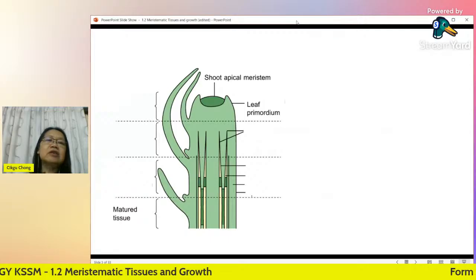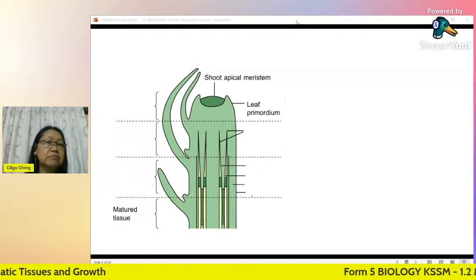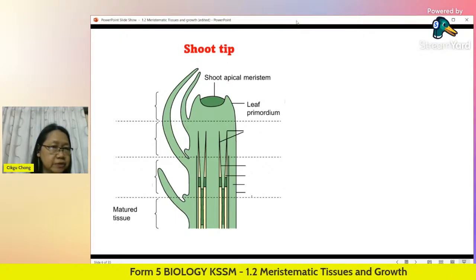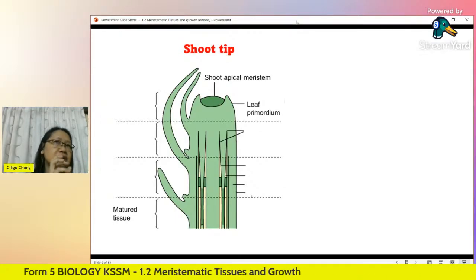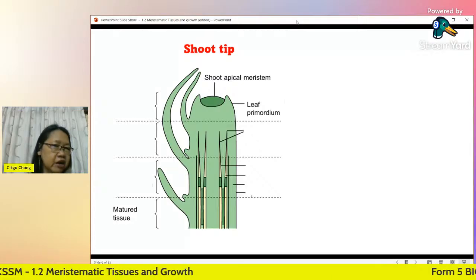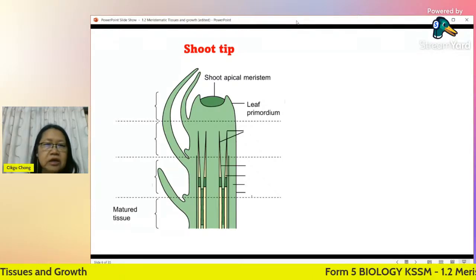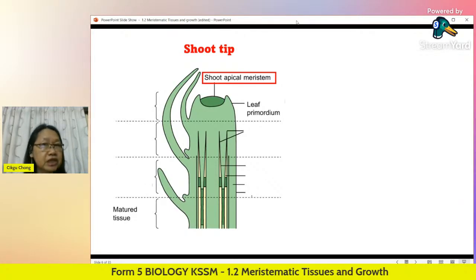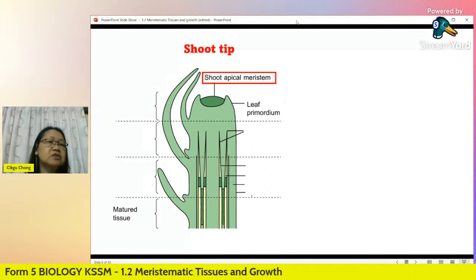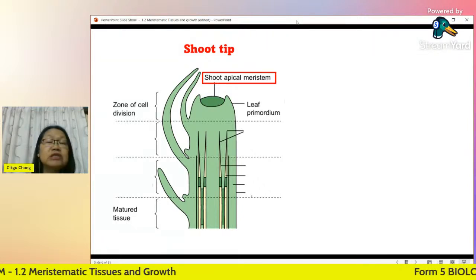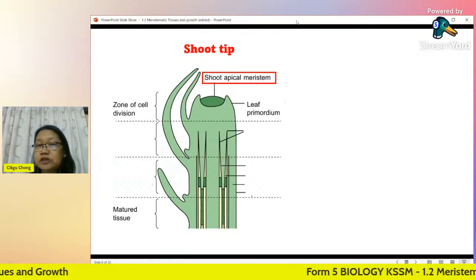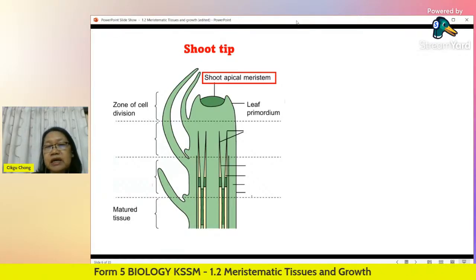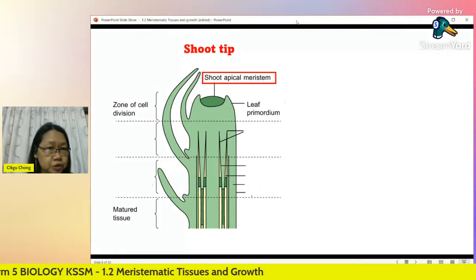Okay, next. Now, here we come to an important part about the meristematic tissues. You need to know that at the shoot tip, there are actually three specific zones whereby the cells carry out different functions. Now you will see at the very tip of the shoot, you have this shoot apical meristem. As we learned earlier, the job of this shoot apical meristem is to divide. That means it carries out cell division. Therefore, this zone is called the zone of cell division. It's at the very end of the shoot.